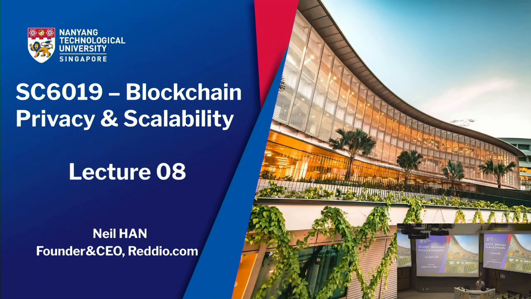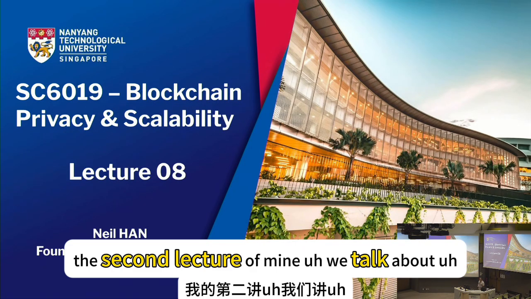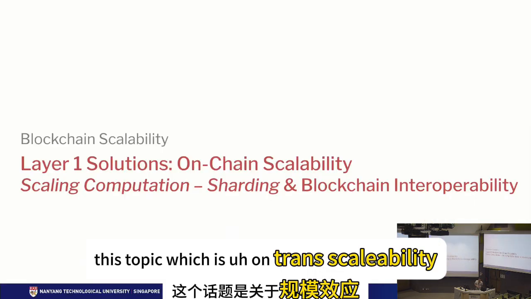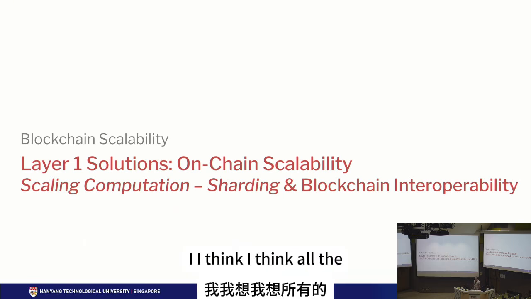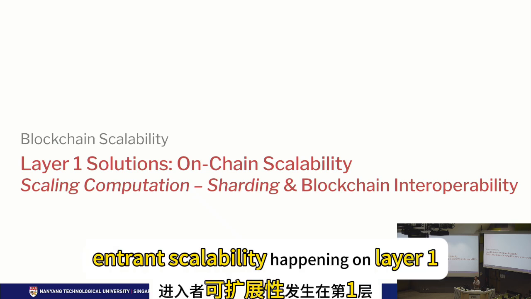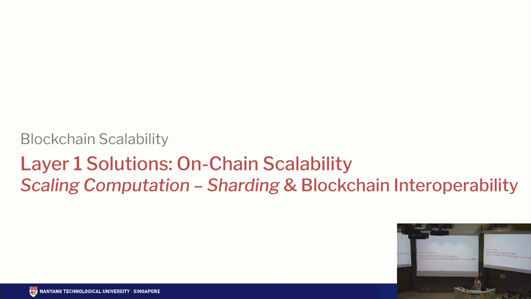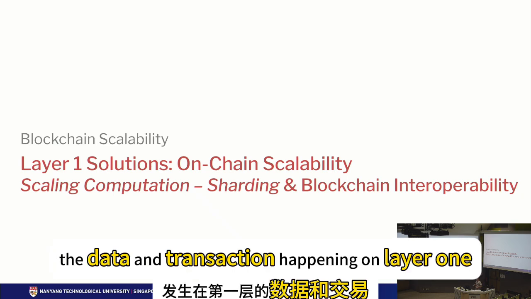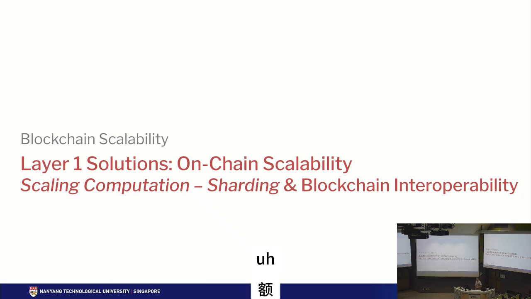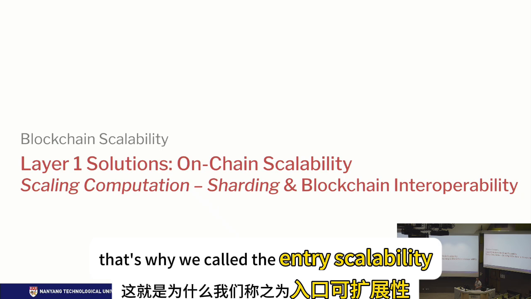Yeah, so the second lecture of mine, we talk about this topic, which is on-chain scalability. And the majority of the on-chain scalability, I think all the on-chain scalability, is happening on layer one. Because when we say on-chain, it means the data and transaction happening on layer one. That's why we call it on-chain scalability.